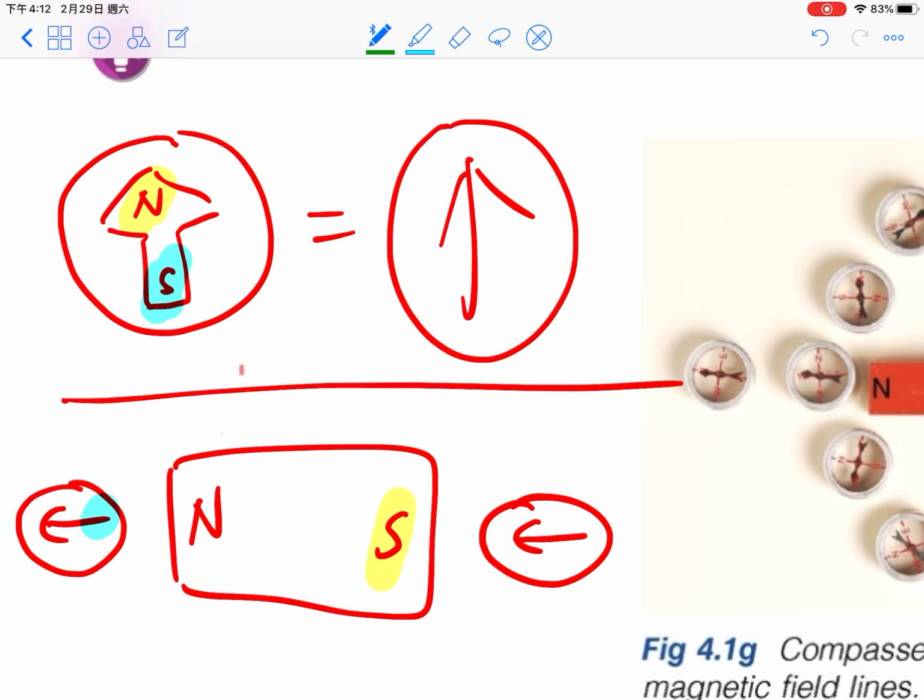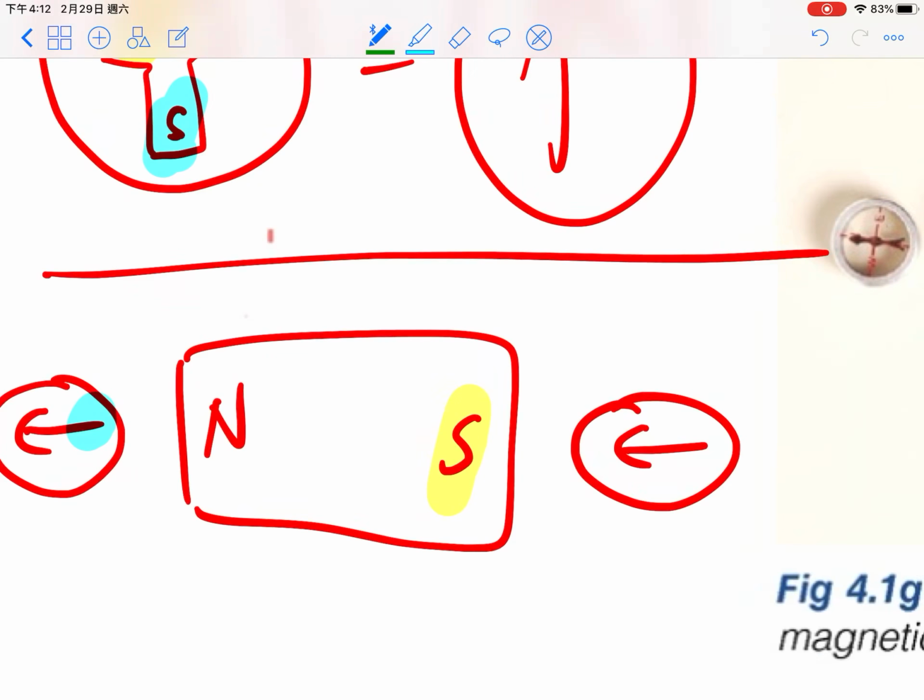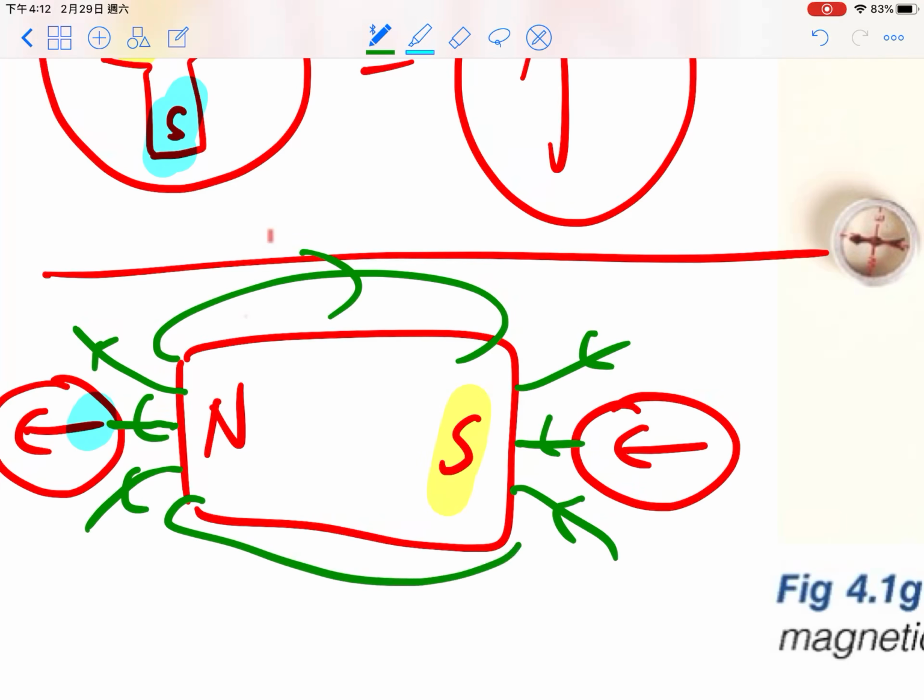And one very important thing is to study the relationship between the magnetic field and the pointing direction of the compass. So now we draw the magnetic field produced by a bar magnet. What is the relationship between them? The answer is they have the same direction. The pointing direction of the compass actually has the same direction as the magnetic field.